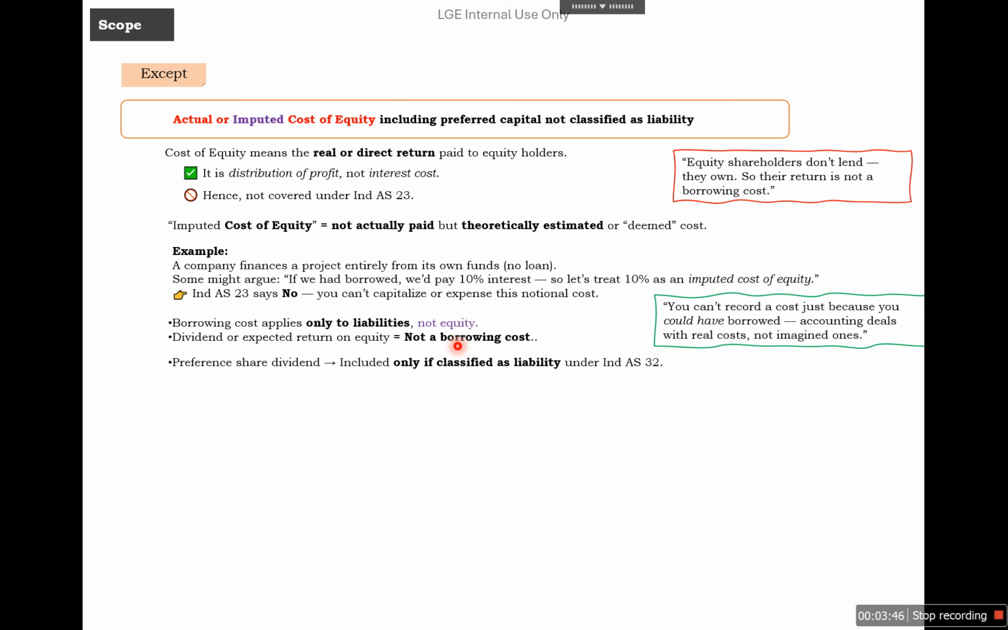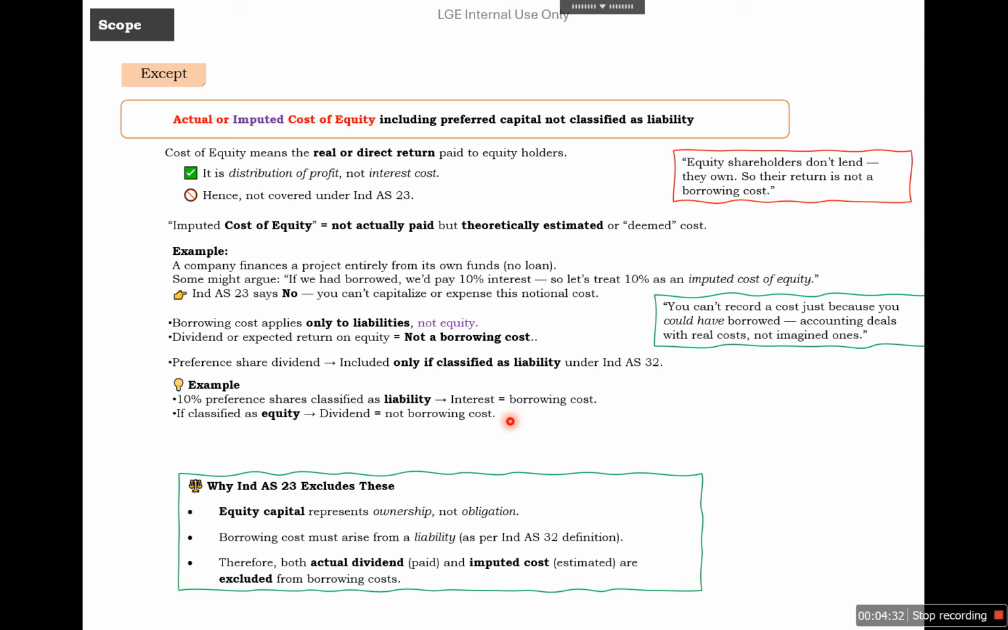Preference share dividend will be included in borrowing cost only if it is classified as a liability as per Ind AS 32. For example, if 10% preference shares are classified as a liability, then interest on the preference share will be considered as a borrowing cost. And if it is classified as equity, it will not be considered as a borrowing cost. So why are there these exclusions? Because cost of equity represents ownership. It is not an obligation of an entity. And borrowing cost must arise from a liability as per Ind AS 32. Therefore, actual dividend as well as the imputed cost are excluded from the borrowing cost under Ind AS 23.